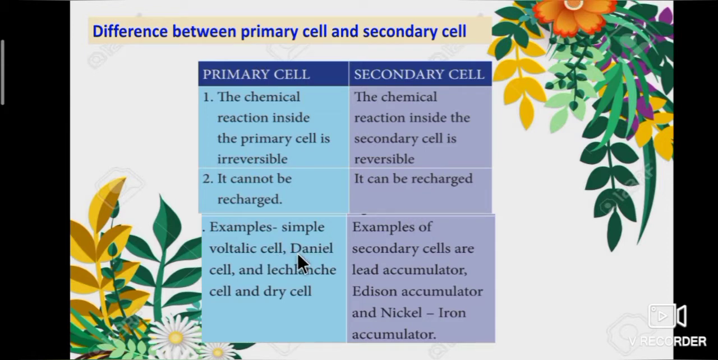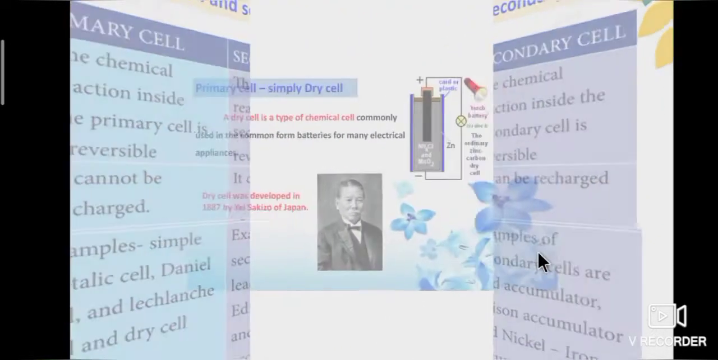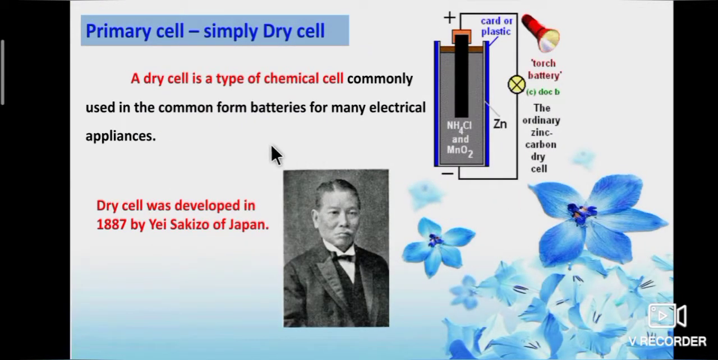Simple voltaic cell, Daniell cell, Leclanche cell and dry cell are examples of primary cells. Lead accumulator, Edison accumulator and nickel iron accumulator are examples of secondary cells. An accumulator is a power source, that is, a rechargeable battery.